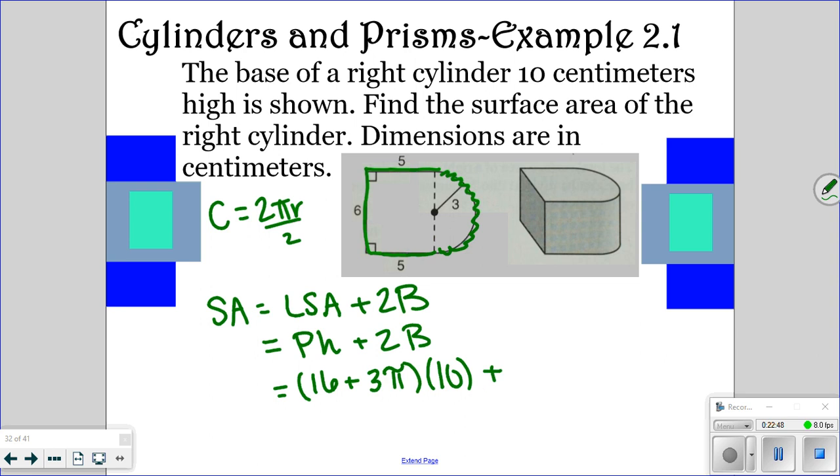And then you're going to add the area of the bases. So the area on these, here the area would be 30 because it's a rectangle. 5 times 6 gives you 30. And then we're going to add the area formula of a semicircle, so pi r squared divided by 2. And so that would be the area of your bases.